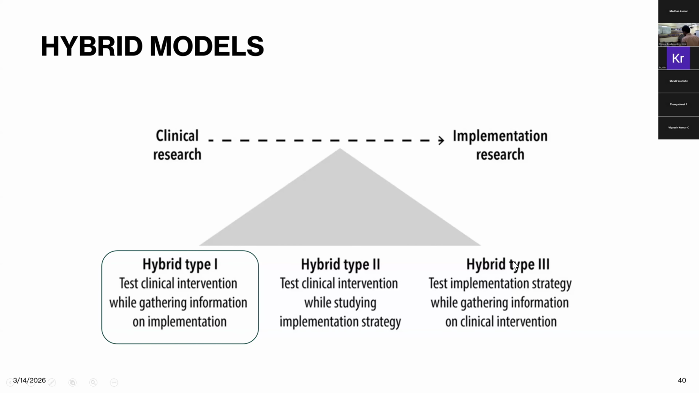And a hybrid type 3 model is a model wherein the primary aim of the study is to assess the implementation science, meanwhile simultaneously gathering information about efficacy. Our study was a type 1 hybrid study design.